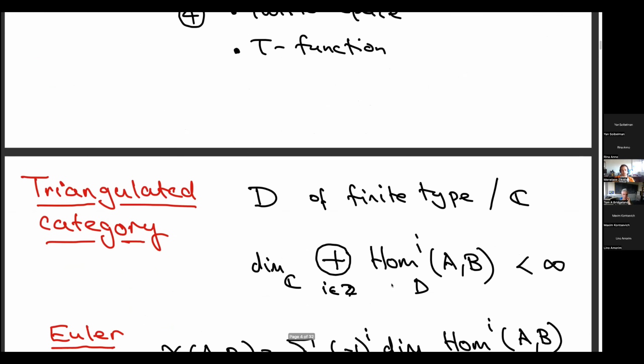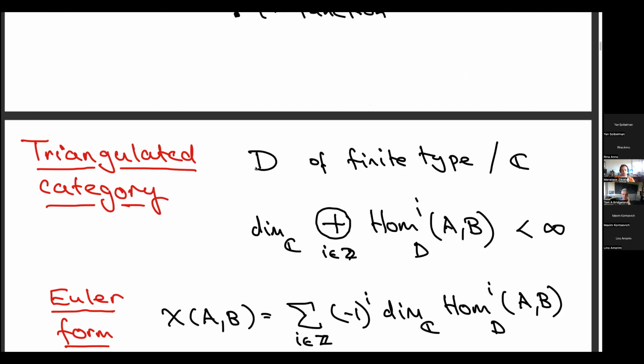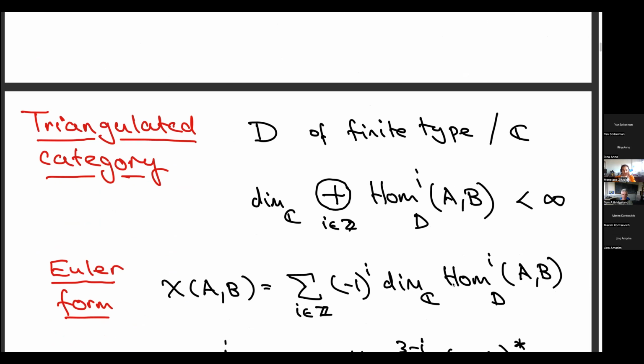Yeah, thanks. But here I'm talking about something different. I'm just talking about a triangulated category such that the Hom spaces are finite. Nothing to do with DT invariants here.